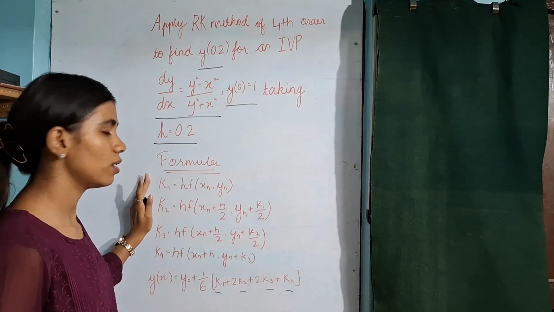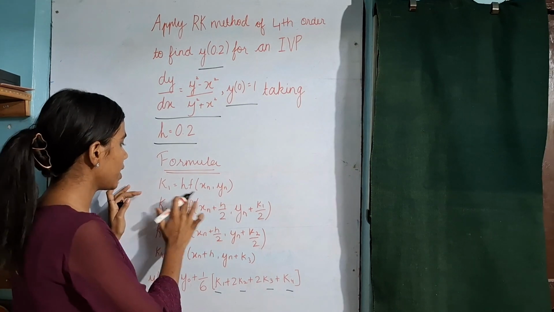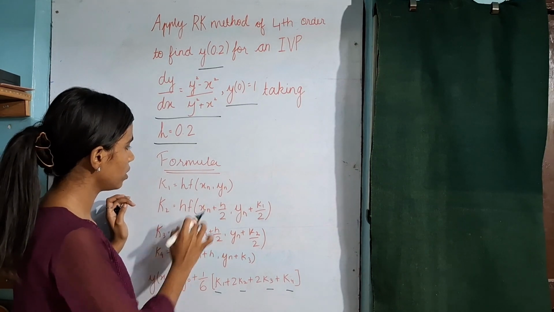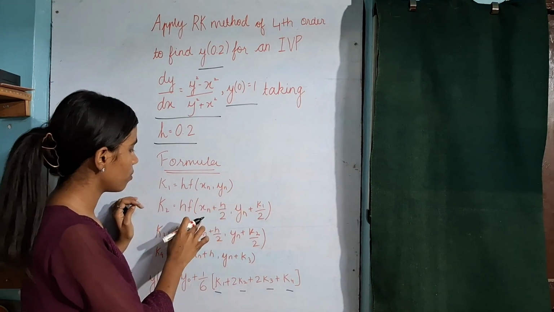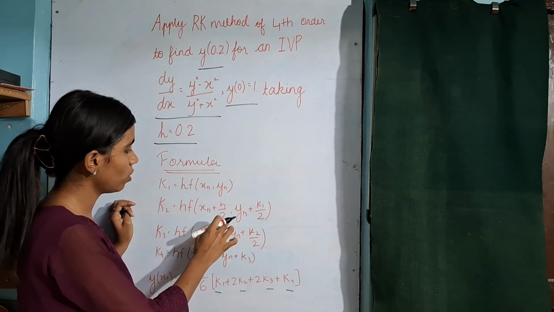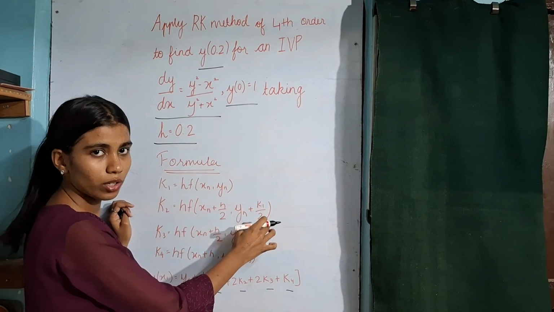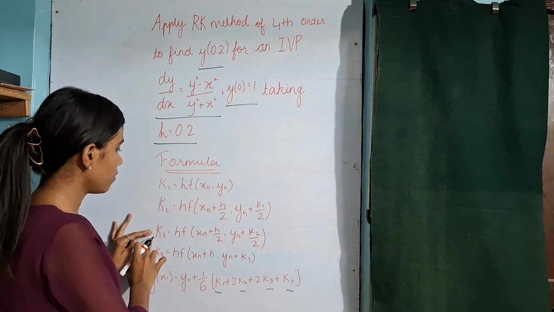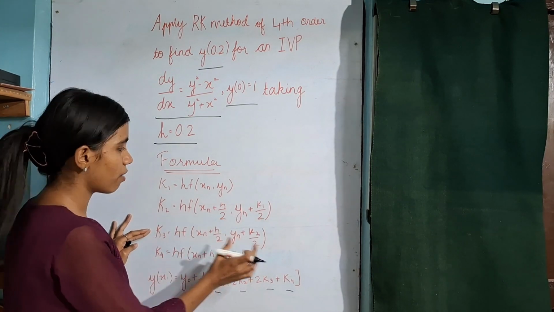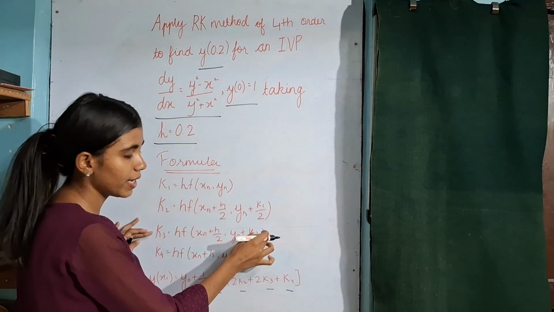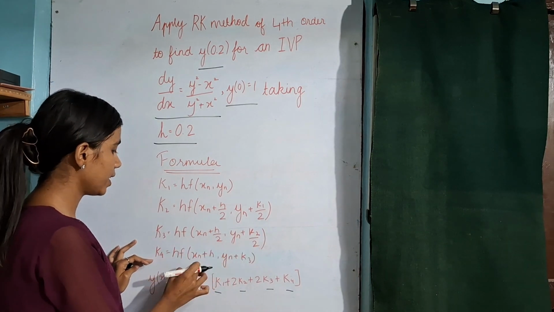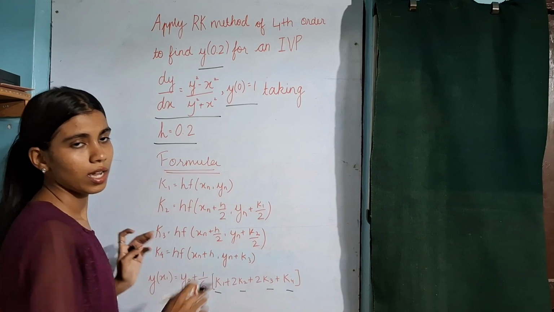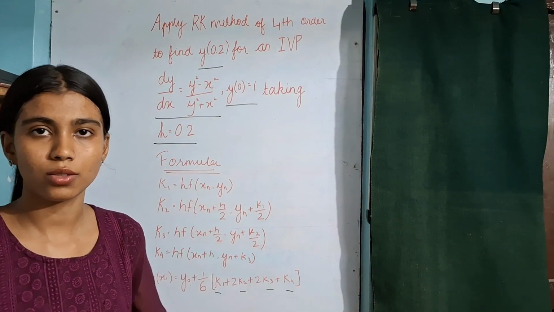They are very similar. To remember this, just remember h f in the starting for all the four. Then we have xn and yn in the first formula. Then in the second formula, we add xn plus h by 2 and to yn we add k1 by 2. And in the k3, we have the x term as it is, only for yn, instead of k1, we are writing k2. And for k4, we are just writing xn plus h, yn plus k3. The formula is very easy to remember.